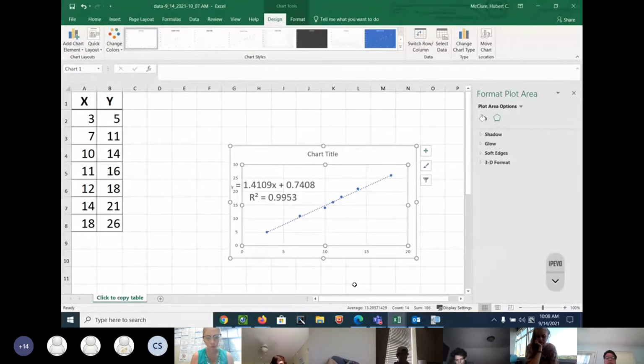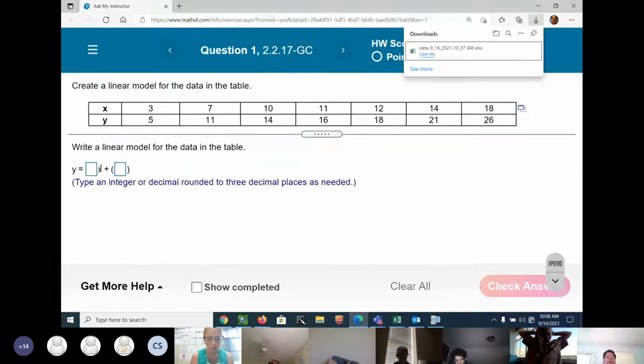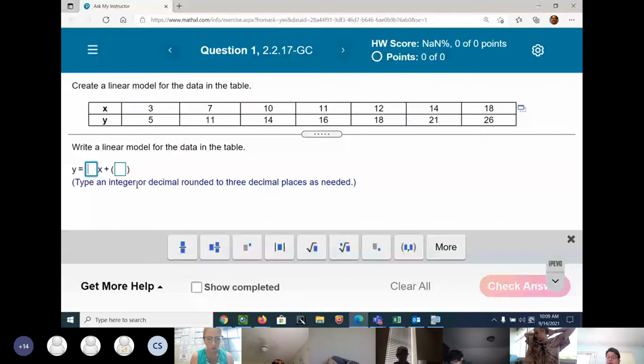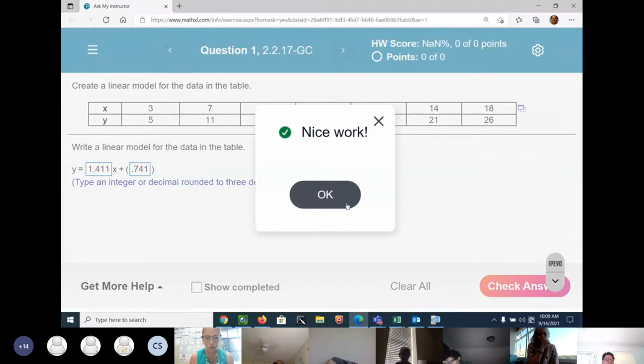So let's look at the question. And it says round to 3 decimal places, so that would be 1.411, and 3 decimal places would be 0.741. So hopefully, if I rounded correctly on that one, there you go.